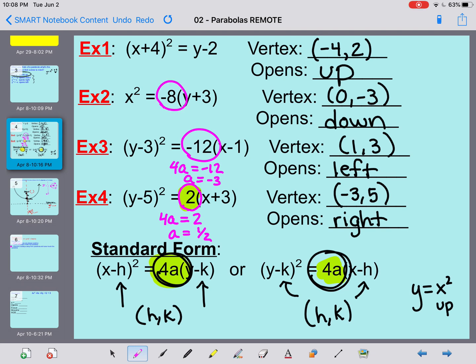Go back here. 4A equals -8. So the A value here would be -2. Again, we would be counting 2 spaces, so A is positive, right? And then here, there's an invisible 1 in front. So 4A equals 1, so A equals 1/4. So this is going to be a very narrow parabola.